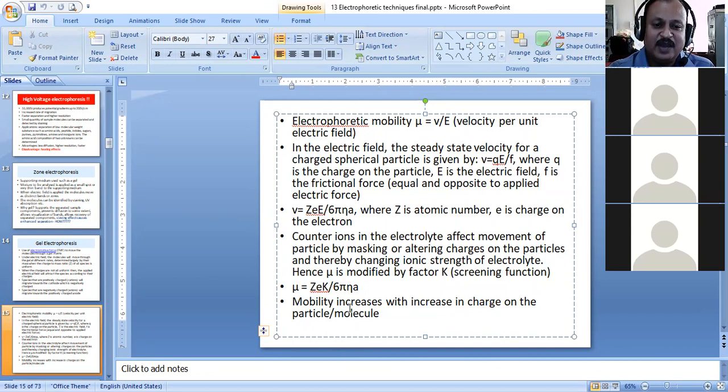Right? In other words, the mobility will increase with what? With the charge on the particle. Numerator side जे आहे ZE multiplied by K, the numerator side should increase and the denominator side should decrease. Isn't it? So if the frictional force is less, the particle will move faster. And if the charge on the particle is more, then also the particle will move faster.